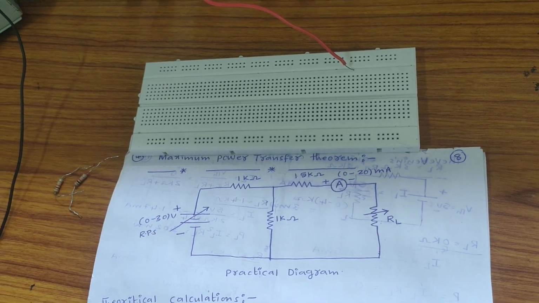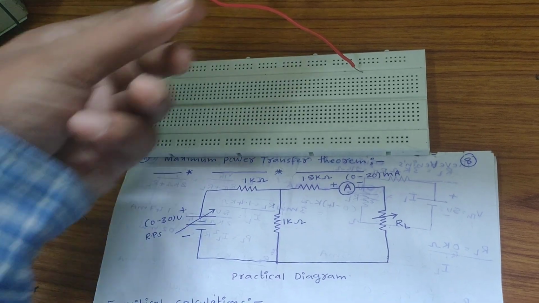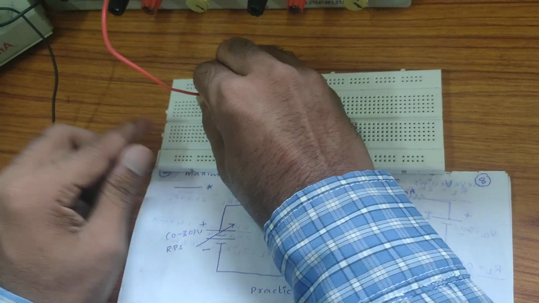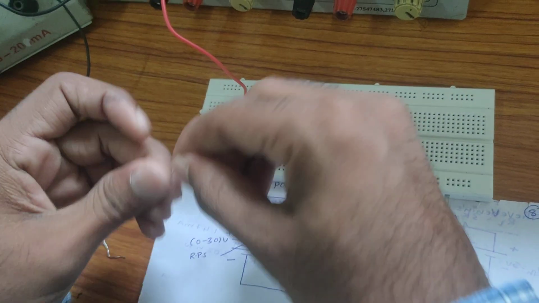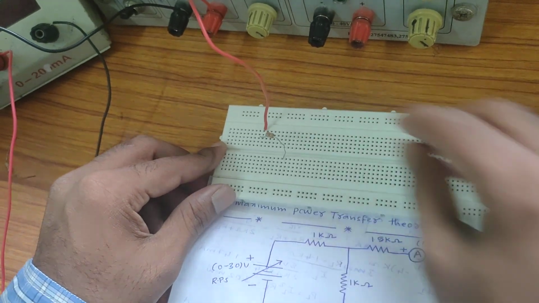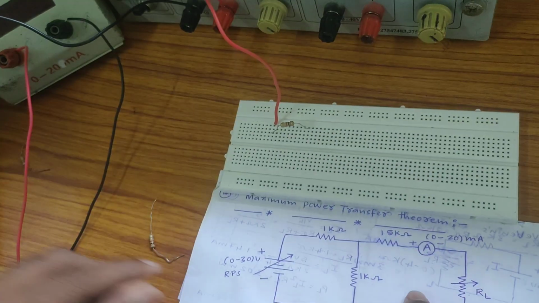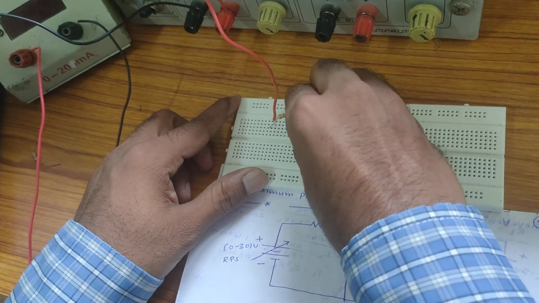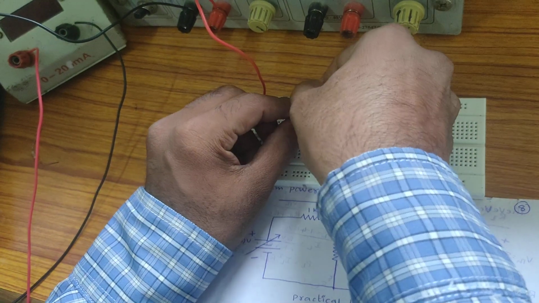Now see here, from this circuit diagram, RPS positive is connected to the starting point of a 1 kilo ohm resistor. First of all, RPS positive is connected at one point, and at that point the 1 kilo ohm resistor starting point is connected. Next, the 1 kilo ohm resistor ending point is connected at another point. At that point another 1 kilo ohm resistor is connected, and this 1 kilo ohm resistor is connected to ground.